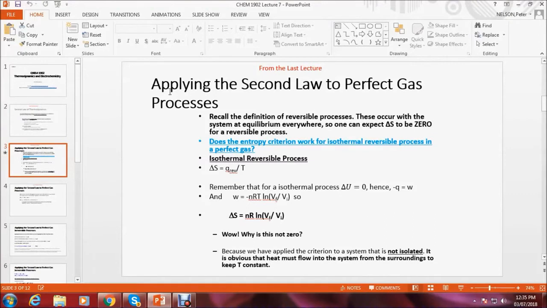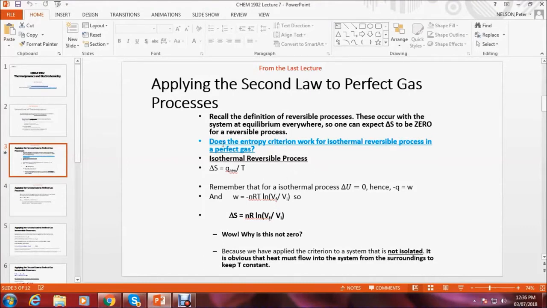Continuing our recap from the last lecture, now if we try to apply the second law to perfect gas processes, recall the definition for a reversible process. These occur with the system at equilibrium. Remember, a reversible process is at equilibrium at every point. Hence, if you're dealing with a gas, PV is equal to some constant, and that constant is nRT. Now, for a system at equilibrium, we just said on the previous slide that entropy change must be equal to 0.